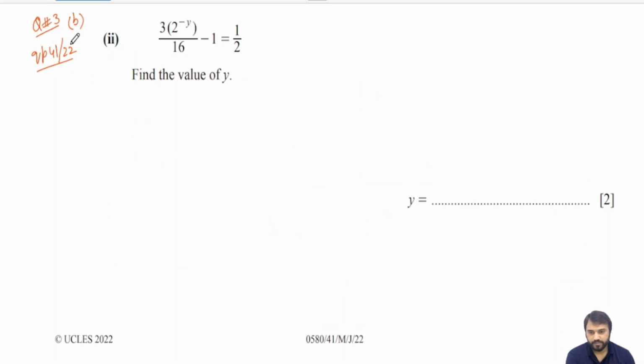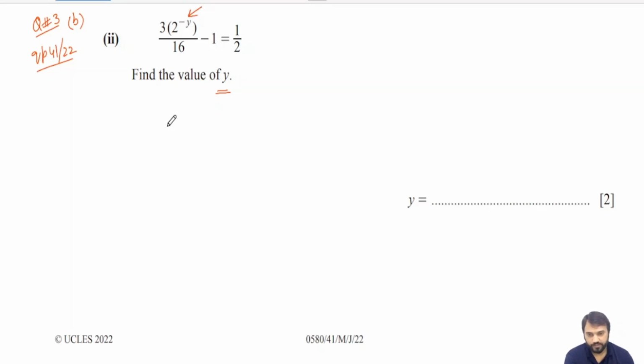Next is question 3, part B, that appeared in question 4, variant 1 in 2022. The question is 3 into 2 raised to power minus y over 16, minus 1, is equal to 1 over 2. Find the value of y. We need to find the value of y. Here we have the y in the power of 2.